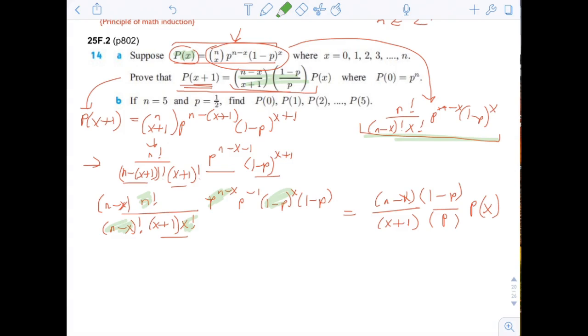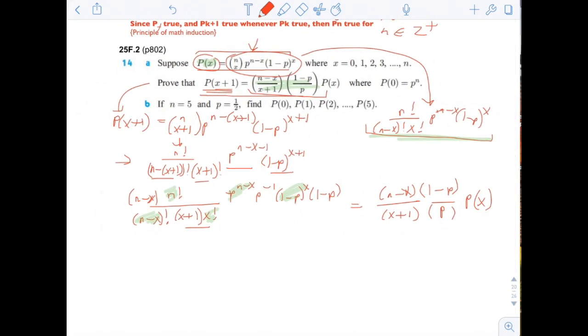Where p of 0 equals p to the n. Okay, and just to make sure, we could check that p of 0 really is equal to p to the n. So we'll do n choose 0, p to the n minus 0, times 1 minus p to the 0. So this is 1. This is 1. So p to the n. Okay, so we verified that too.